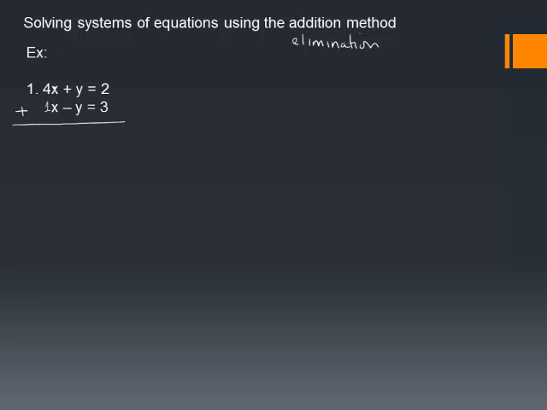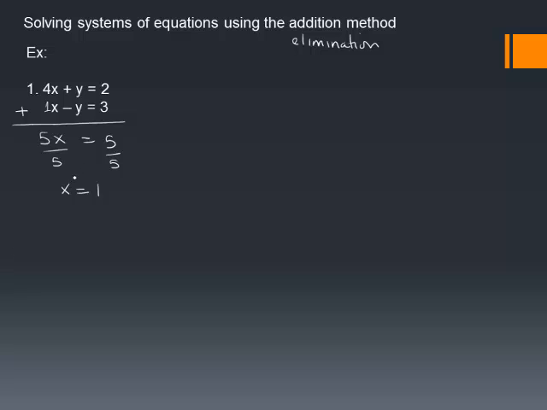So I'm going to add these two equations together. I add x's, I add y's, and I add the constants. So 4x plus 1x gives me 5x. 1 minus 1 is none. And 2 plus 3 is 5. I now have 5x equals 5. I've eliminated the y, so I can solve for x, and x is 1.